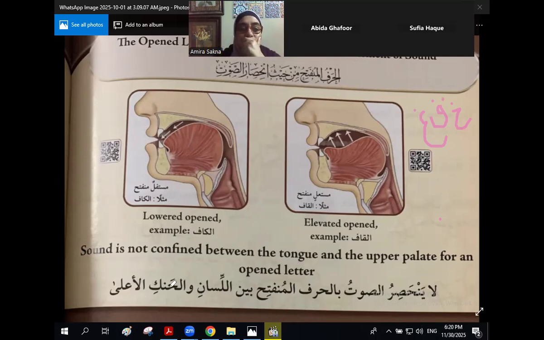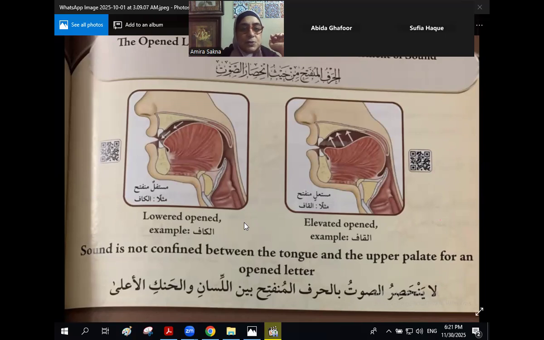Okay. So the sound is not confined between the tongue and the upper palate for an open letter. Qaf is an open letter. It's elevated but open. It's mustali but munfatih. And kaf also is an open letter. It's mustafil, logically lowered, and munfatih. Okay? Fine.